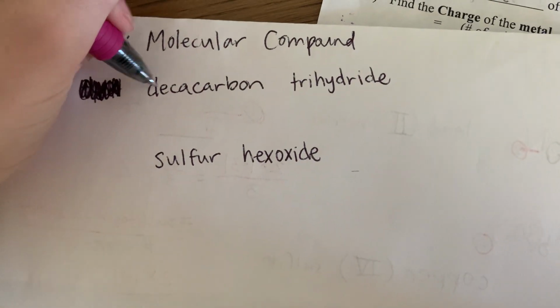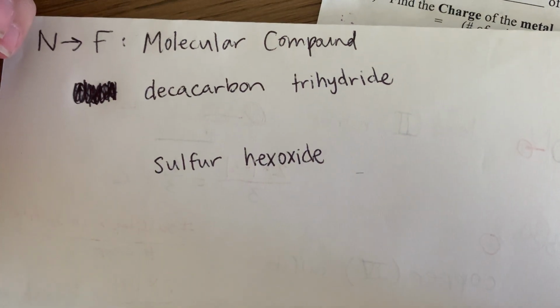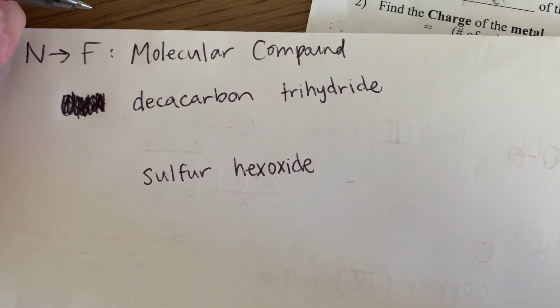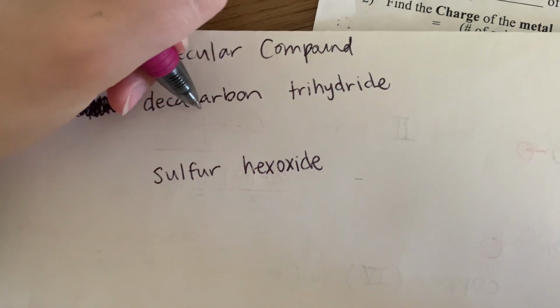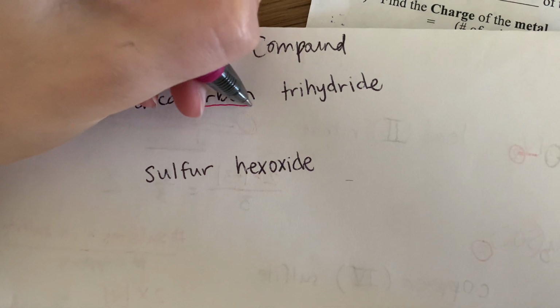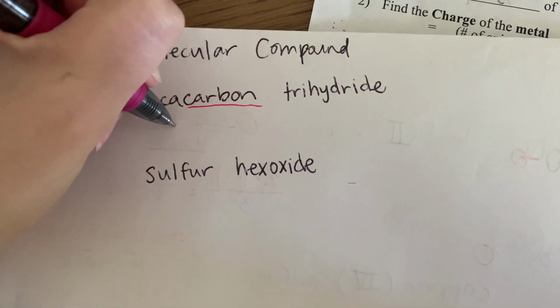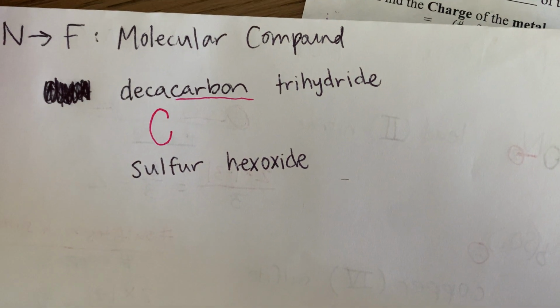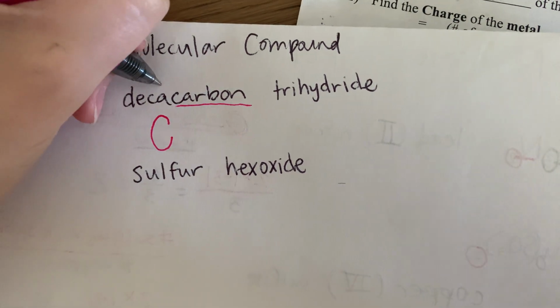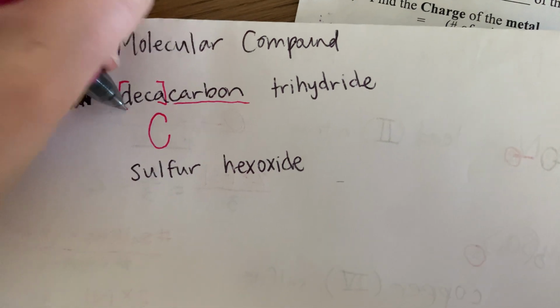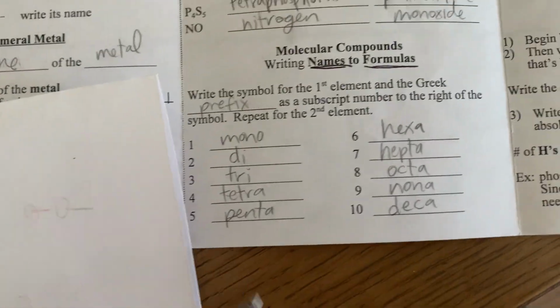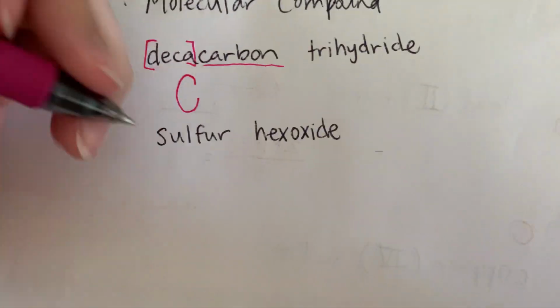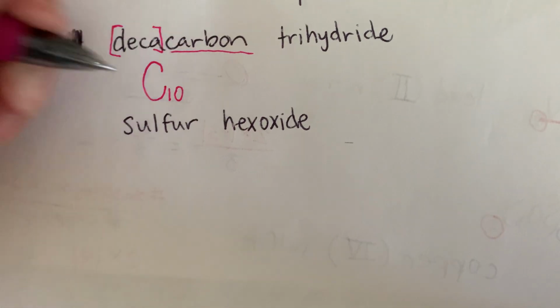If we're given decacarbon trihydride and they say, give us the formula, what I'm going to do is figure out who my element is for the first one. The element we can take out is carbon, right? We recognize that name, so we're going to write a big C for carbon. Now we need to take this deca and translate it into a number. Down here, deca is 10. I'm just going to put a little 10 right there.